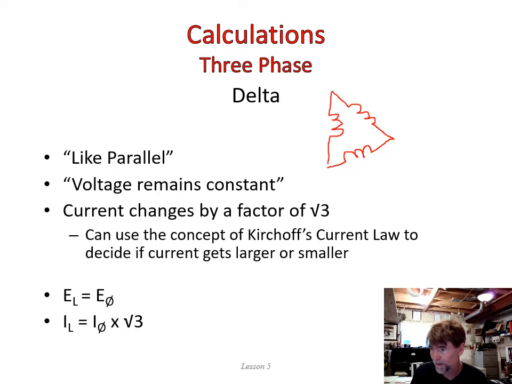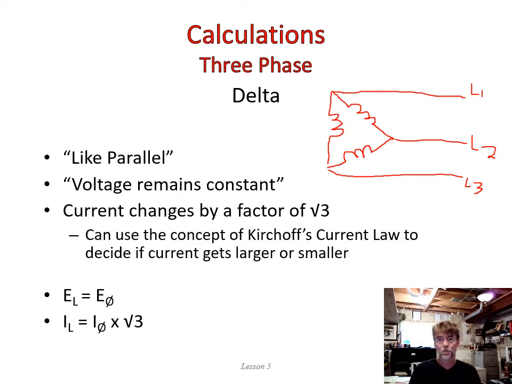So from this point up top, we're going to come out here and call this line 1. From this point here, we can come out and call this line 2. And from this point, we can come out and we'll call this line 3. Okay, so there's our delta connection, and we can see our 3 phases, our 3 coils of wire in our transformer, and we can see our 3 lines. All right, so voltage remains constant.